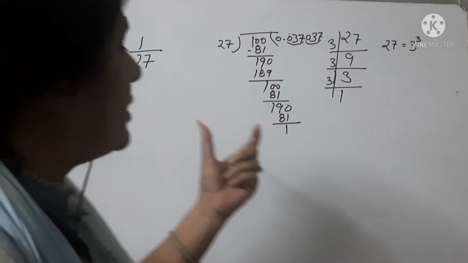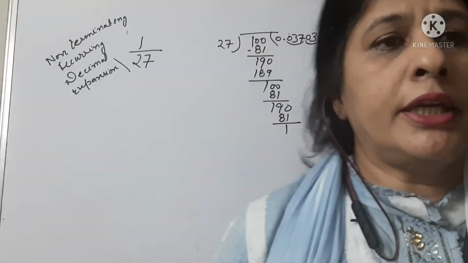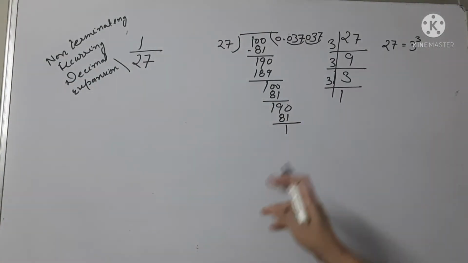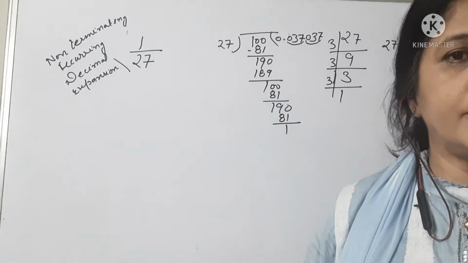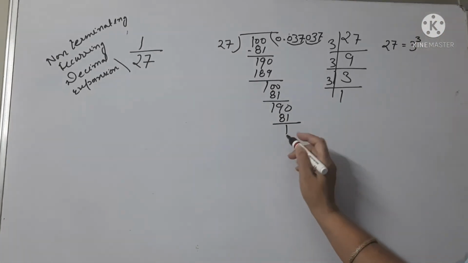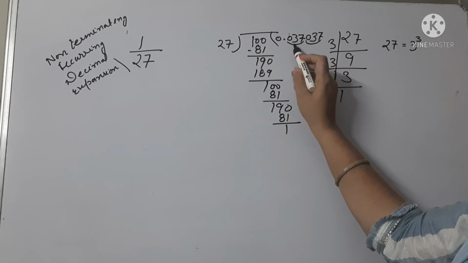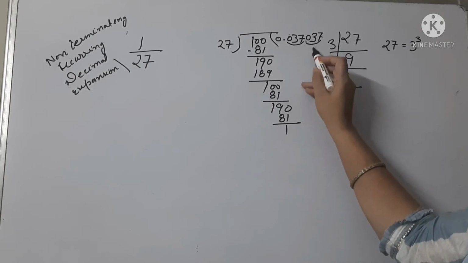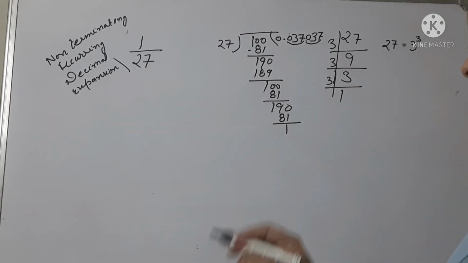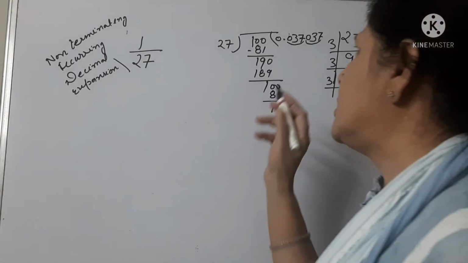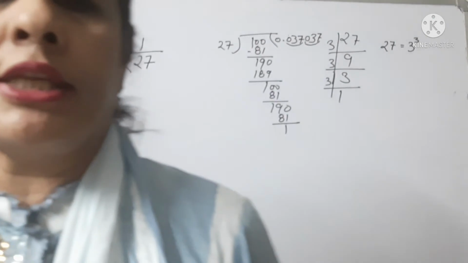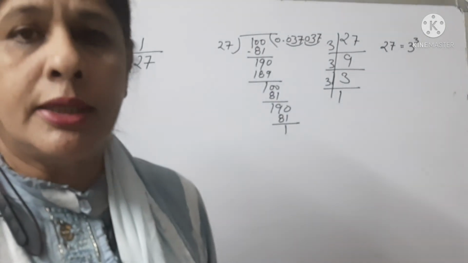Why does non-terminating mean? Non-terminating decimal expansions are those in which the remainder never becomes 0. Here the remainder is 1, and in the quotient a group of numbers repeats. So that is a non-terminating recurring decimal expansion because the group of numbers 037 is repeating.